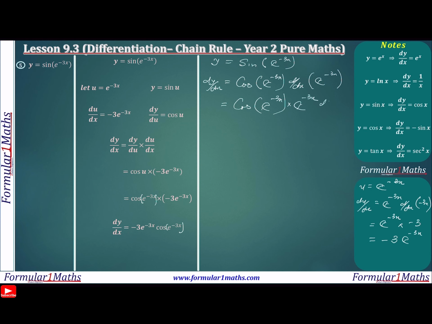But I need to differentiate that power of minus 3x. So I'm going to get cos of e to the power minus 3x times e to the power minus 3x. If I differentiate minus 3x, I get minus 3. So putting everything together nicely, I'm going to get minus 3 e to the power minus 3x cos of e to the power minus 3x, which is the same thing that we got over here.